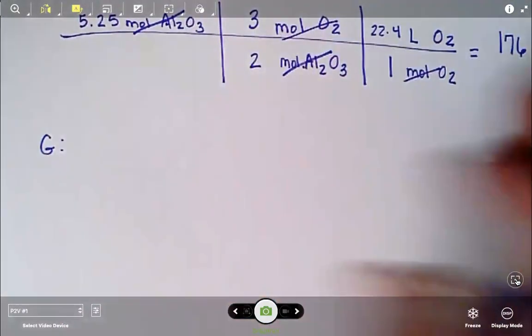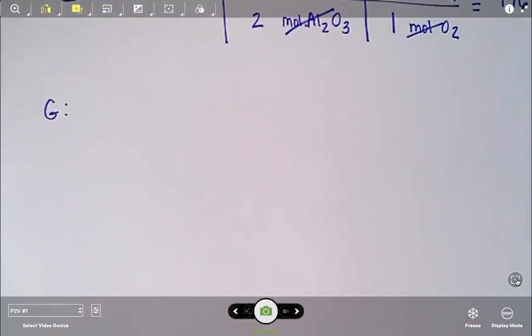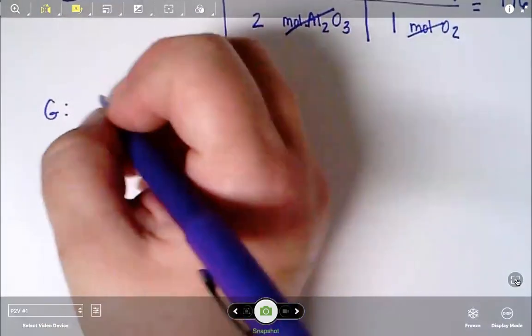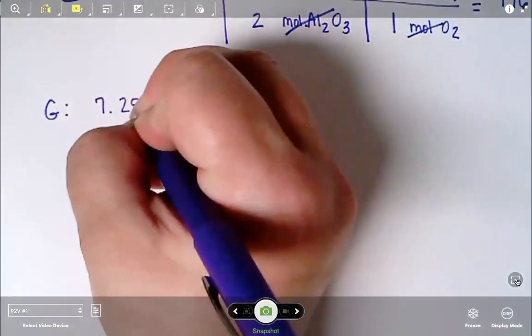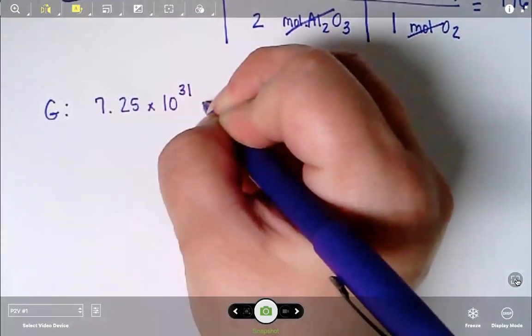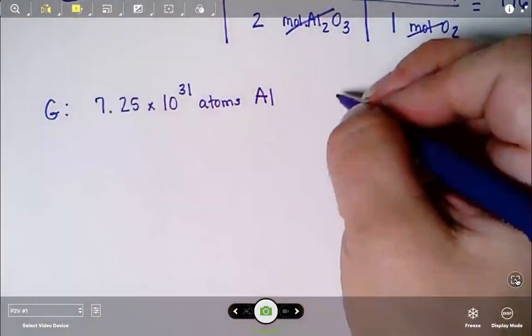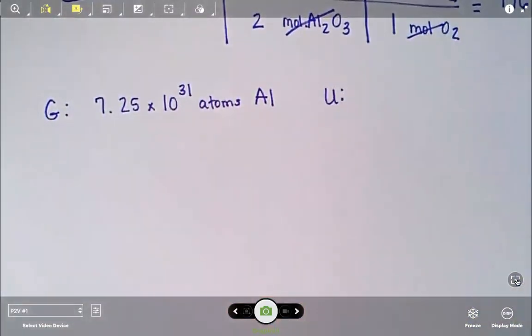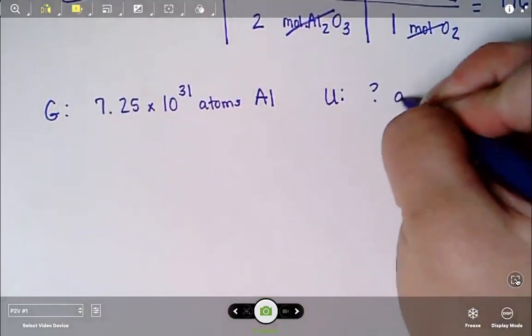All right, so we're gonna use the same balanced equation. If you didn't write that down, you're gonna need to, I'll push it back up here in a minute. Let's say in this case, we have been given 7.25 times 10 to the 31st atoms of aluminum. And our search is going to be for grams of oxygen.